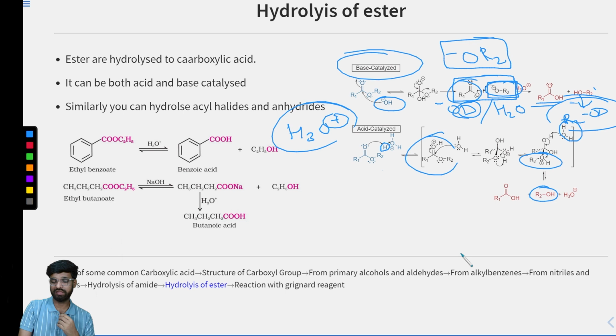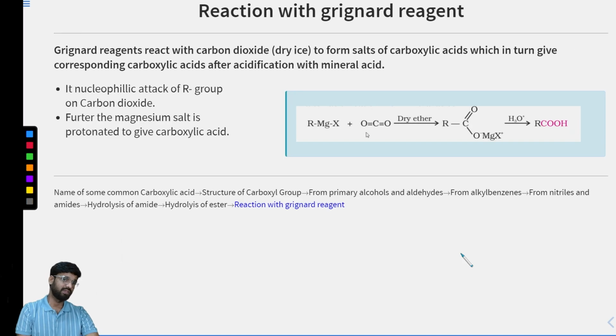So what do we say now? That our ester can be hydrolyzed to the carboxylic acid both with the help of base and acid. Okay, clear? Now next, let us move to the reaction with Grignard reagent. This reaction is very interesting to follow. We are taking carbon dioxide here and treating it with RMgX.